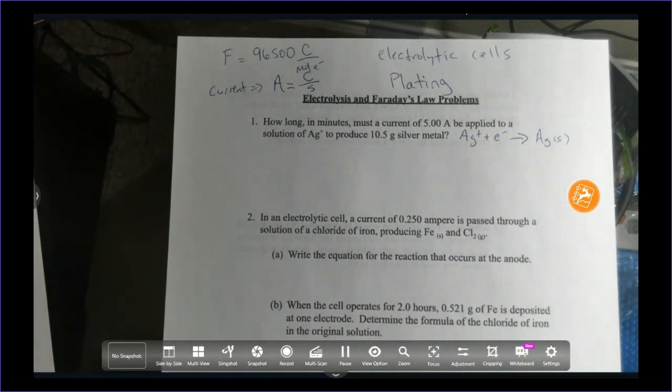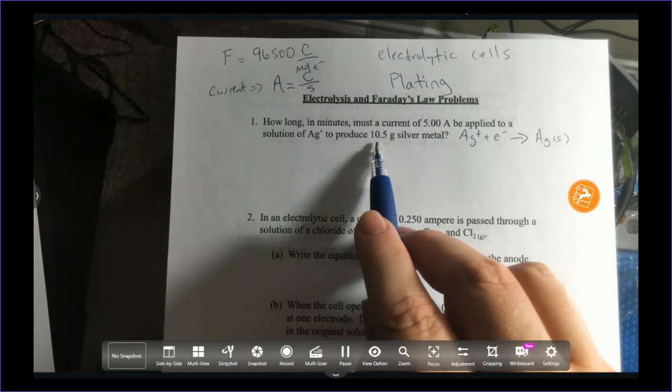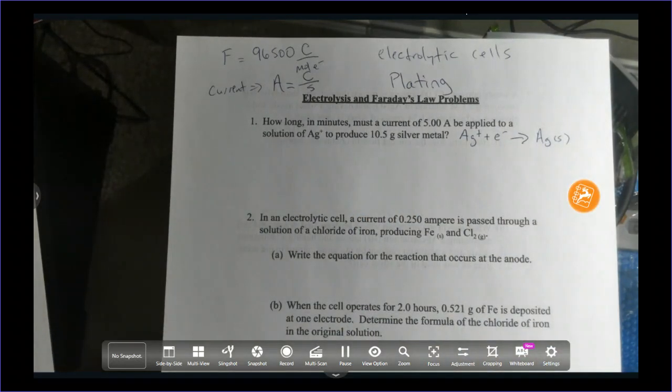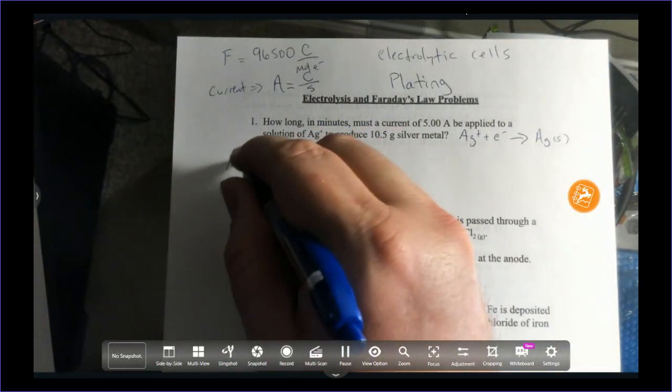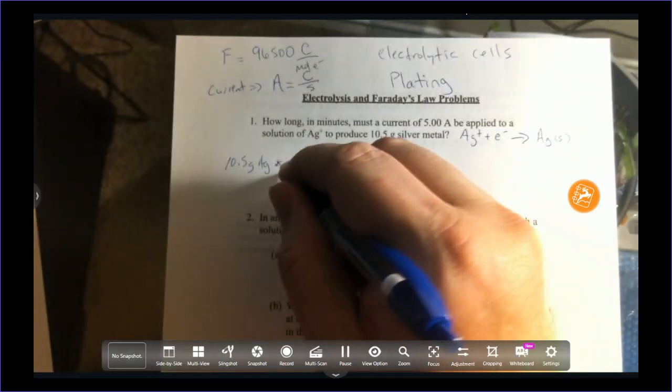We don't care what's happening at the anode; we're plating, this is all we're doing. When you work these problems, you have on one end of the seesaw the grams, the mass amount of the metal, and on the other end of the seesaw you have time, and then it's all the stuff in the middle, these little tools to get from mass to time and backwards, that I'm going to show you how to do in this video. So we're going to start with 10.5 grams of silver. Like anything else in chemistry, we've got to go to moles.